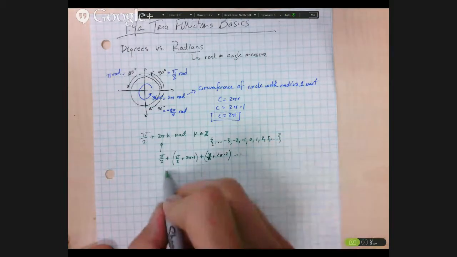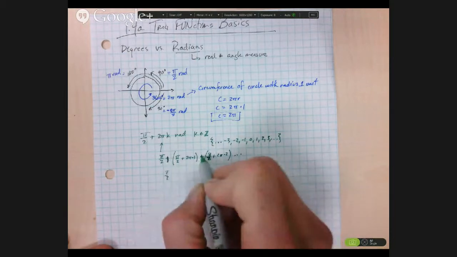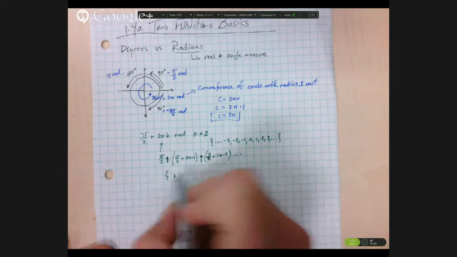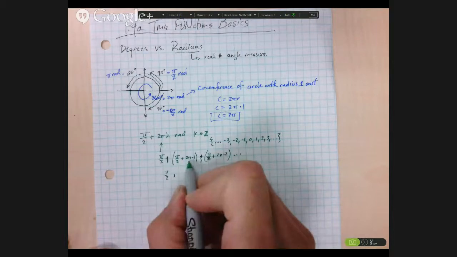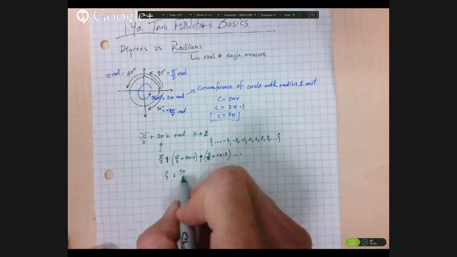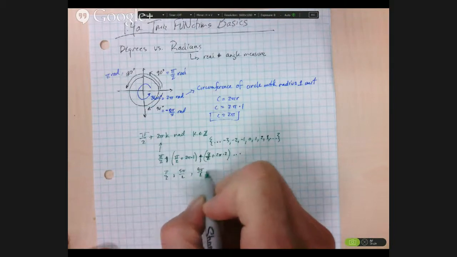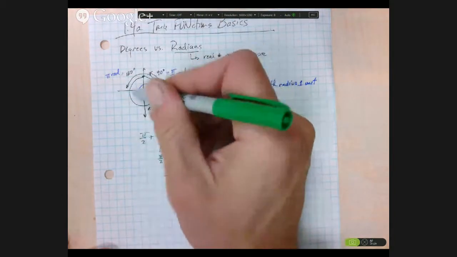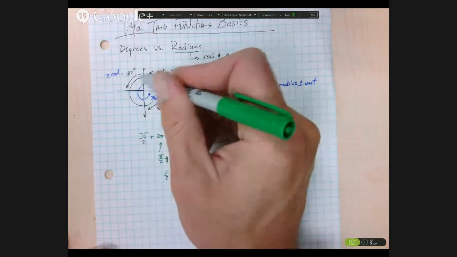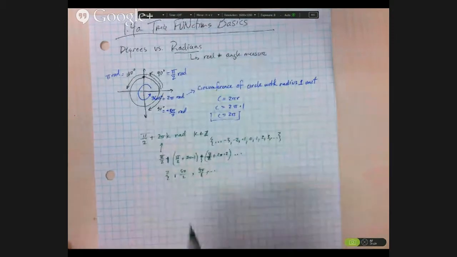So this is pi over 2, then, sorry, this is going to be commas, so this is a sequence. Pi over 2 plus 2 pi is 5 pi over 2. Then we're going to have 9 pi over 2, etc. So basically every time it goes around at 2 pi, we have 5 pi over 2, another revolution, 9 pi over 2. And it will keep going in that same pattern.